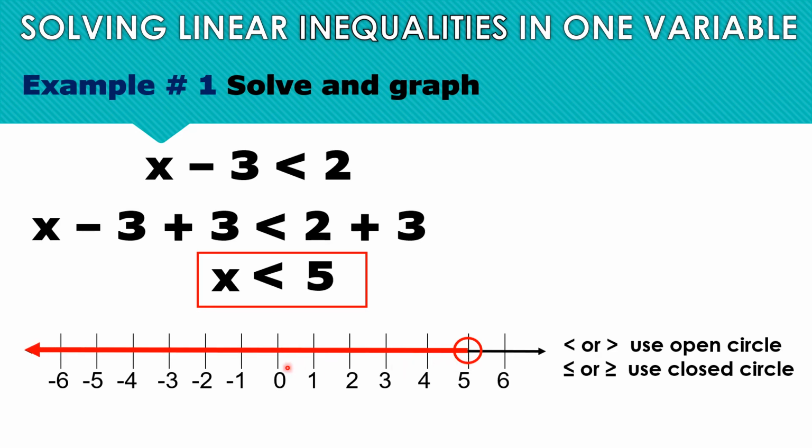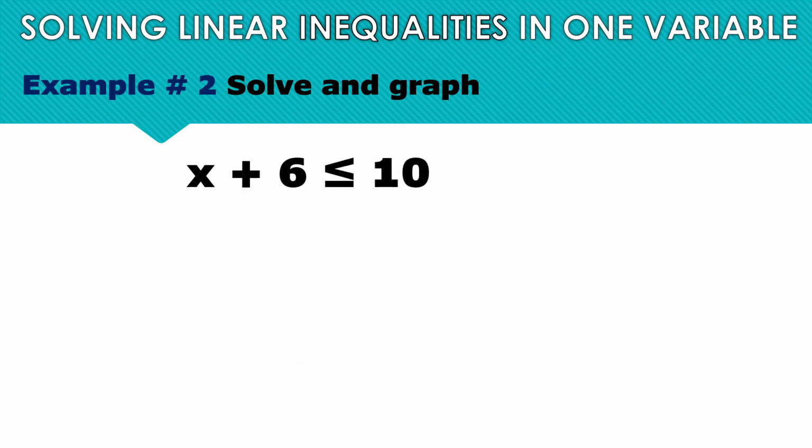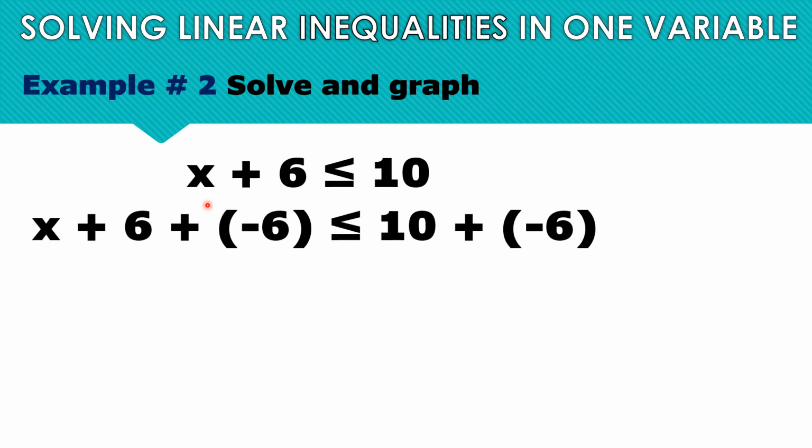The arrow going to the left indicates that all the values here are less than 5, and these are the solution to the inequality. Number 2, solve and graph x plus 6 is less than or equal to 10. Add negative 6 to both sides of the inequality to isolate x. So we have x plus 6 plus negative 6 is less than or equal to 10 plus negative 6.